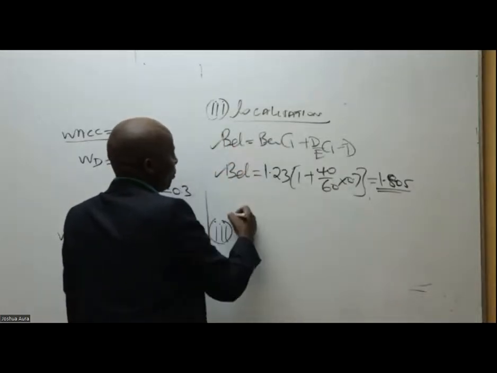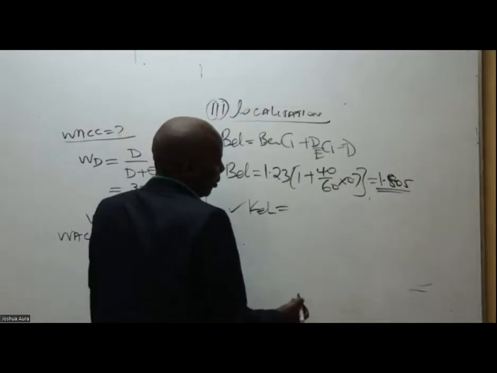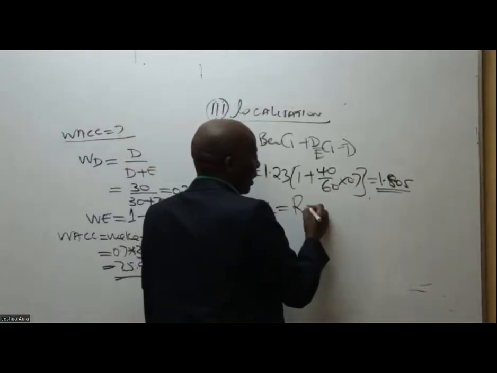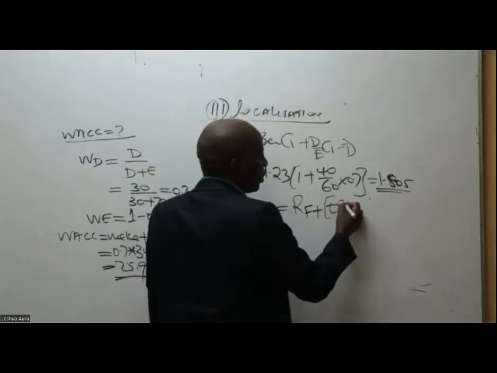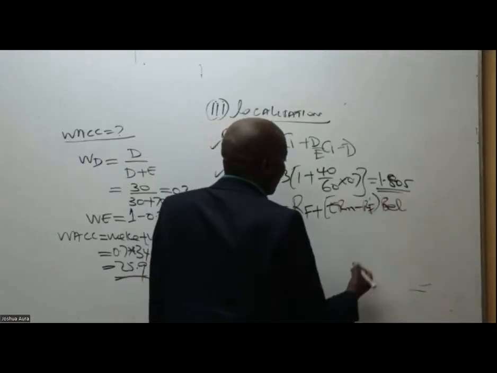Once I get this 1.805, I'll be able to move to the next thing, which is the CAL for the organization. So for CAL I'm using CAPM. It is risk-free plus returns of the market minus risk-free, multiplied by the BEL of the organization.